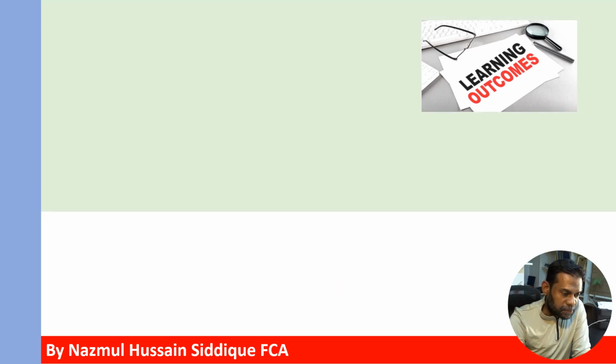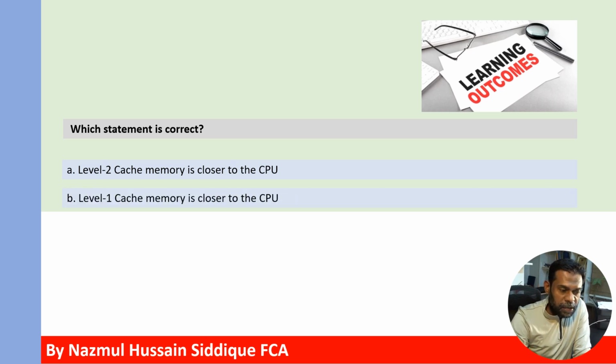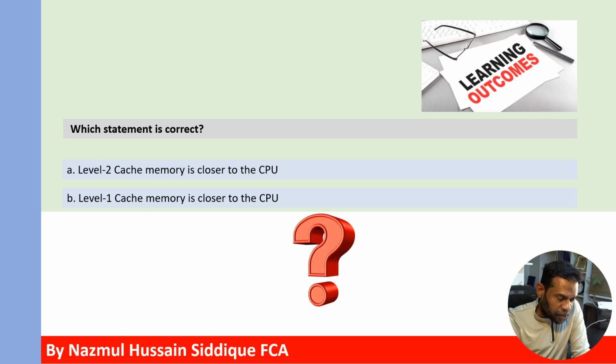Next question. Which statement is correct? Level 2 cache memory is closer to the CPU, or level 1 cache memory is closer to the CPU? Which one is correct? The correct answer is option B. Level 1 cache memory is closer to the CPU.